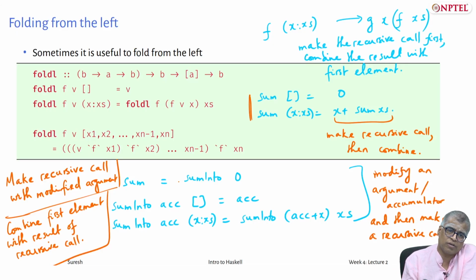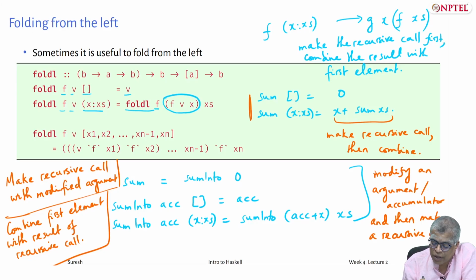Fold L is the second pattern that we looked at, the sum-into kind of pattern. So fold L also takes a function and an initial value, but you will do this from the left. Okay, so fold L of f v empty list is v as usual. Fold L of f v x colon xs is, note what is happening. You do fold L of f with the modified initial value and xs. So you apply f on v and x, take that to be the modified initial value, and apply fold L with the modified initial value.